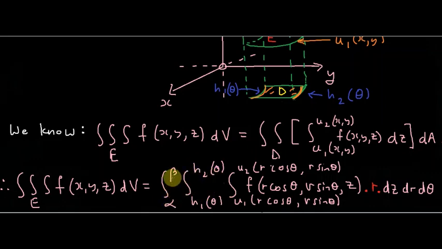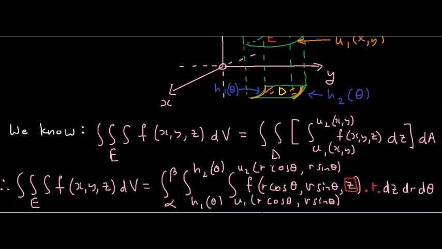Now, theta goes from alpha to beta, r goes from h1 to h2, and z goes from u1 to u2. Note that z is a function of x and y, and we've simply replaced x and y by r cos theta and r sin theta in u1 and u2. Then in f of x, y, and z, x and y we've replaced with polar coordinates. Note that z remains z, because in cylindrical coordinates z equals z.